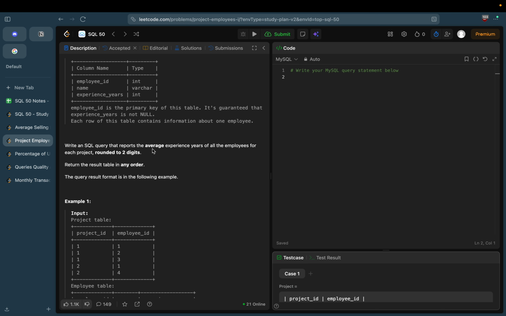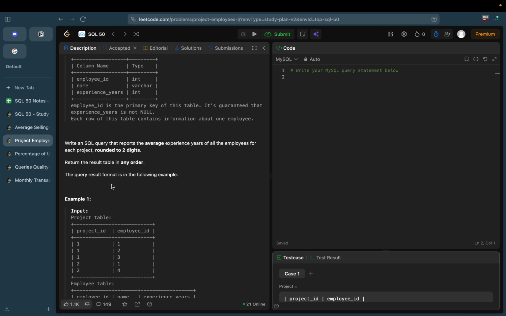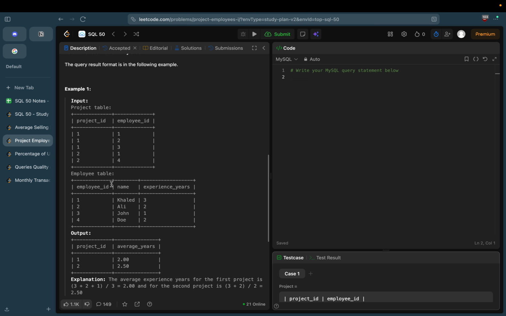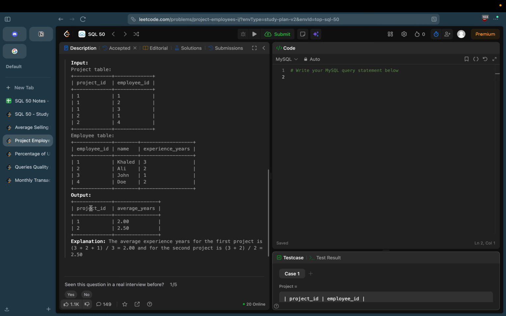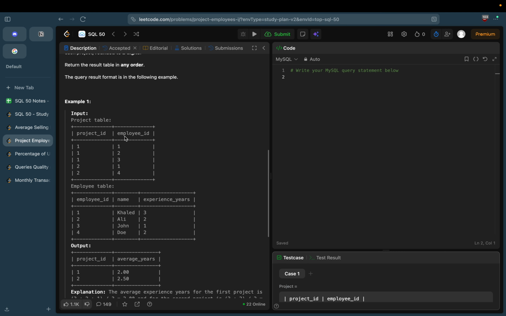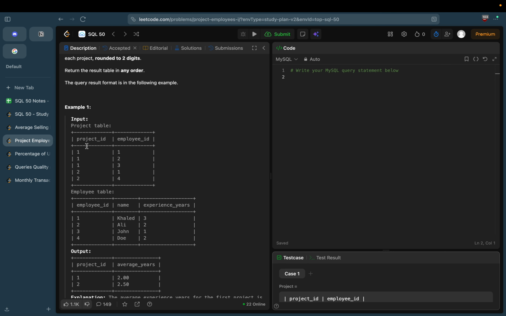Okay, so we want to calculate the average experience. Return the result in any order. Let's see the example and have a look. We have some information of assignment of projects to employees over here and the employee table itself. And this is the output, the project ID and the average years. So as you can see, we are getting the average about each project. We can deduce from here that when we'll be joining both the tables, we need to consider the project table towards the left side of the join, so that all the projects are taken into consideration.